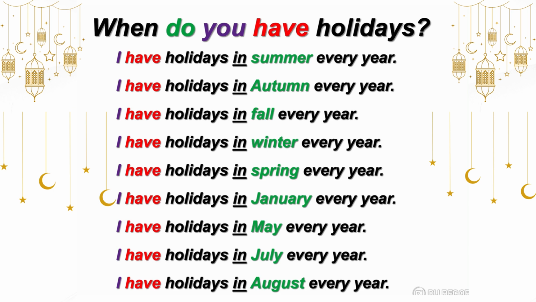The next example, I have holidays in January every year. Other people, they may say, I have holidays in May every year. I have holidays in July every year. I have holidays in August every year. So we have the seasons and the months of the year. Let's continue.